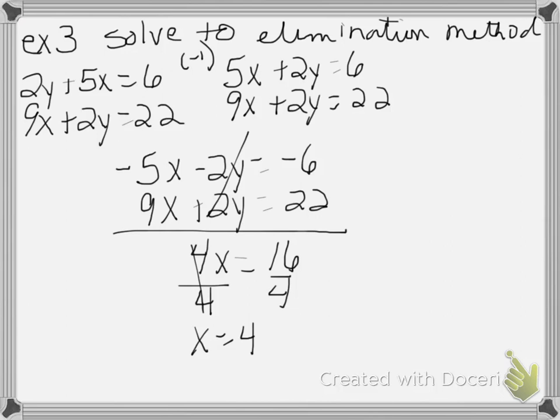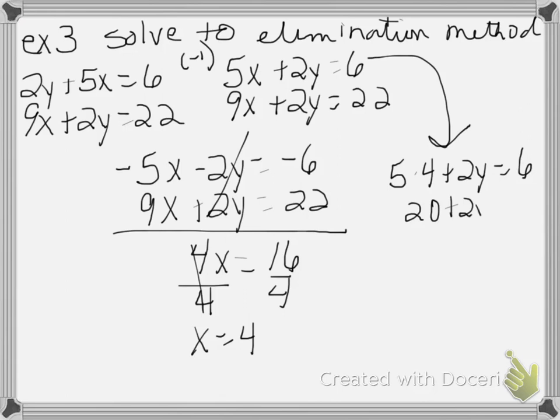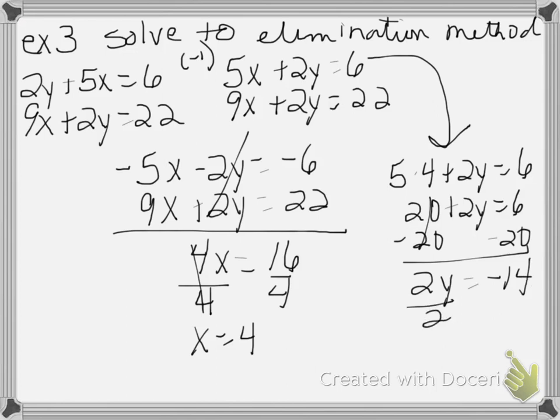Now I'm going to plug in x equals 4 into either one of the original equations. I'm going to plug it in the first one. So 5 times 4 plus 2y is equal to 6. It's 20 plus 2y. Subtract 20. Divide by 2. So y is equal to negative 7. So my answer is 4, negative 7.